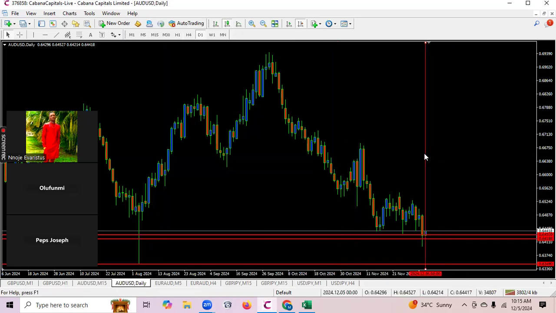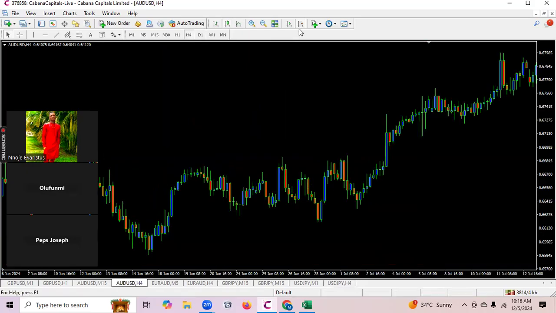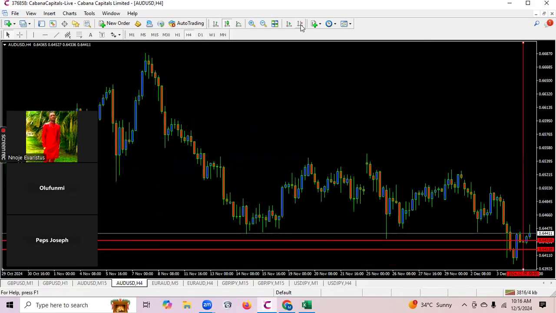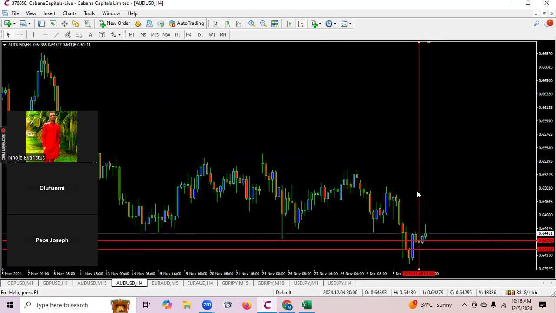My bias for AUD USD this week is bullish, but the trend is not clear yet. I think Australian dollar USD will still sell before going bullish. That's my take on Australian dollar USD.